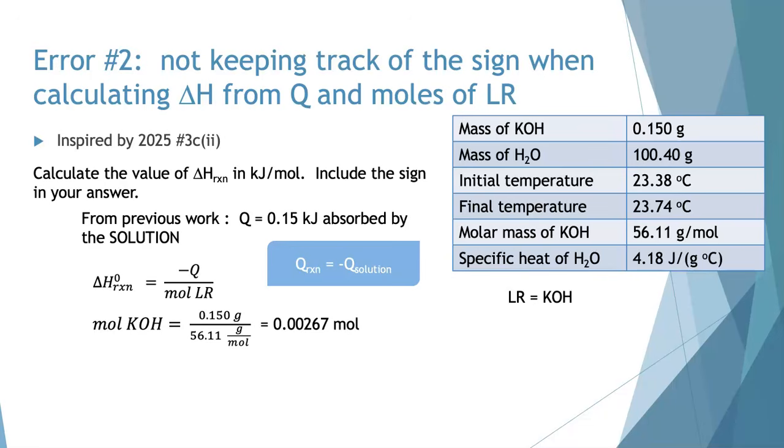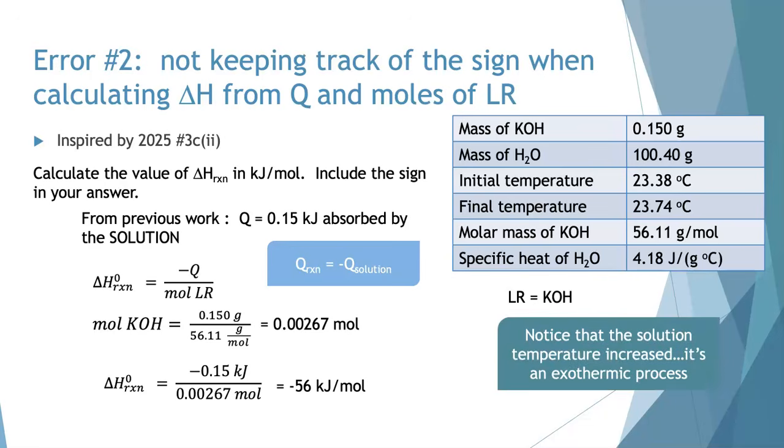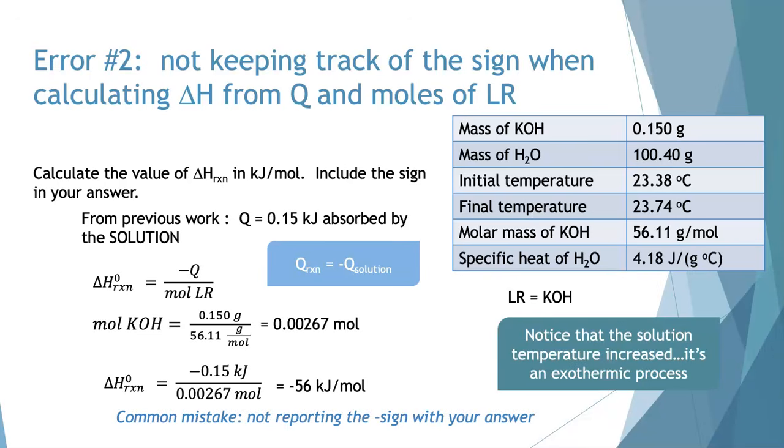We get 0.00267 moles. That would have 3 SigFigs. So to find delta H, I'm going to take my Q from the previous part, change its sign, divide by the moles of KOH. I get an answer of negative 56 kilojoules per mole. Again, notice I still only have 2 SigFigs. Now this all makes sense because the temperature of the solution did increase. That's telling us that this is an exothermic process, so the sign of delta H should be negative. But the common mistake that we saw here with this problem was students did not report that negative sign with their answer, and that's going to cost you the point.